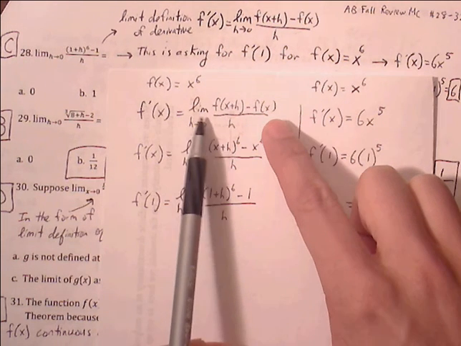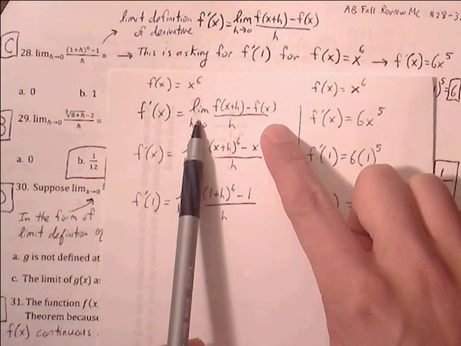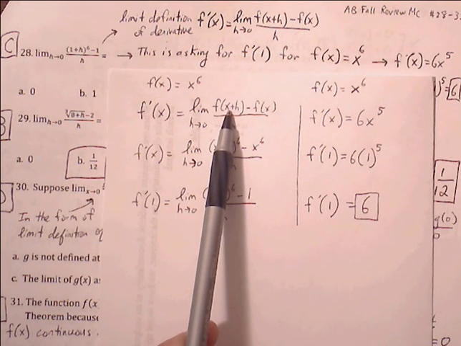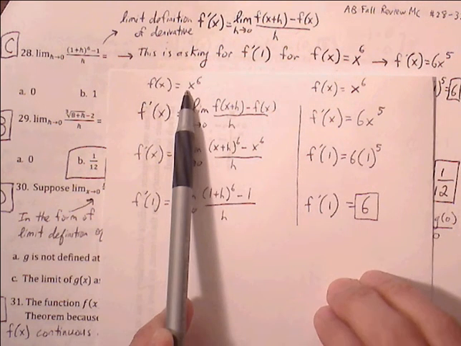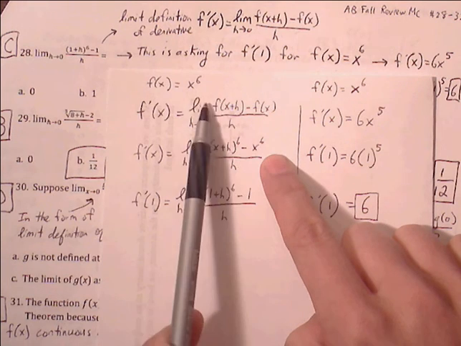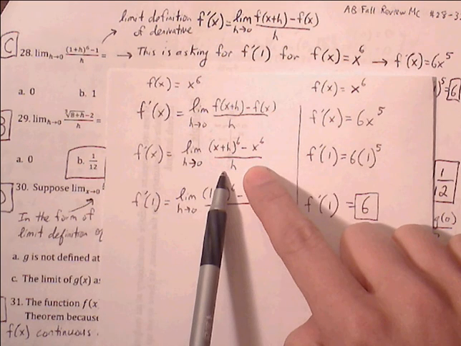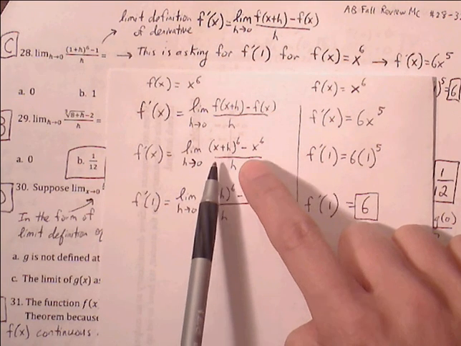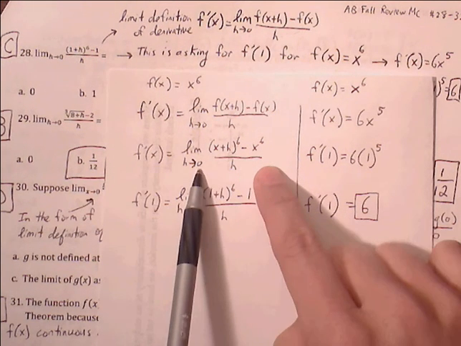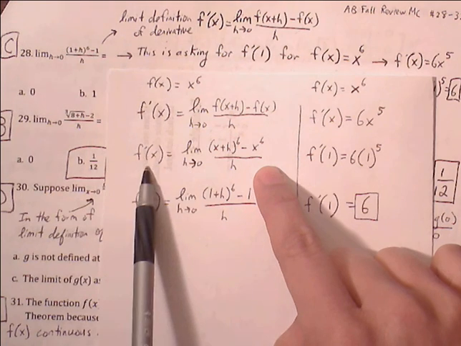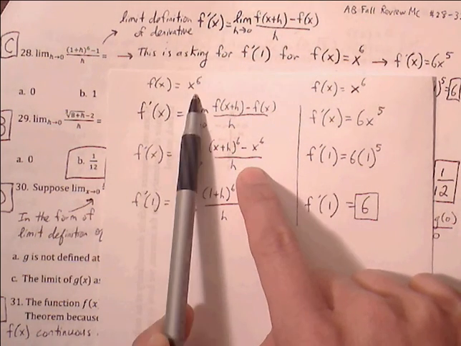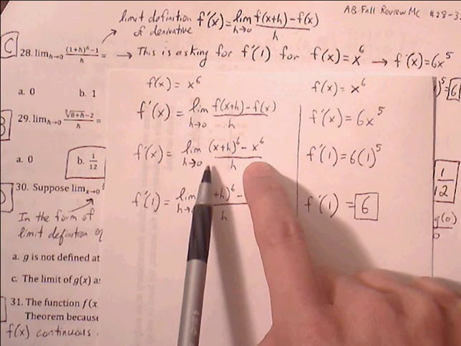And if we want to continue with this process, we would have to represent f of x plus h by plugging x plus h into the x of the function. So that's represented by (x plus h) to the 6th minus the original function, x to the 6th, all over h. So this notation represents f prime of x. Okay. So if we can tell that this is referring to the function x to the 6th, then we don't have to work this all the way through.